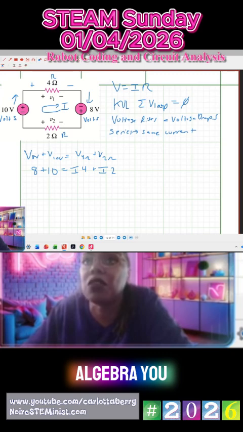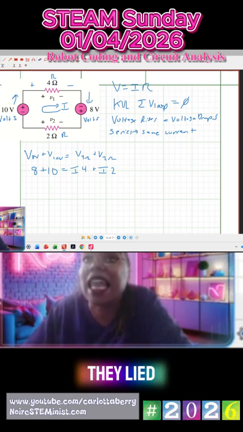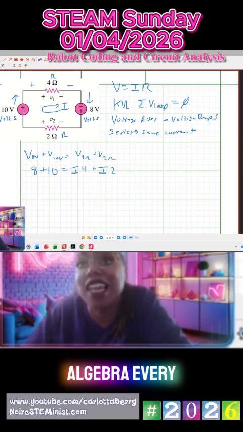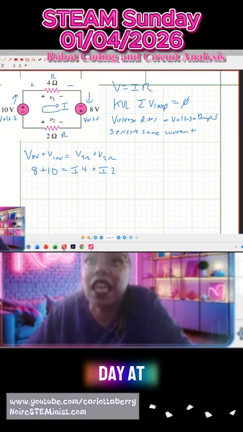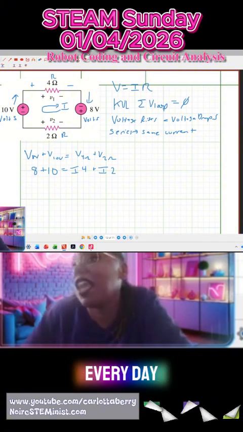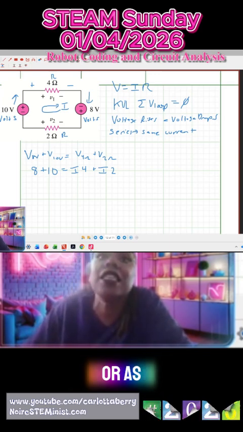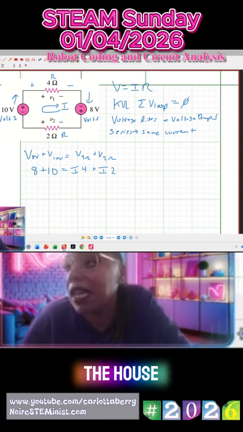Who told y'all that algebra you learned in middle school wasn't good for anything? They lied. I use algebra every day at work. I use calculus every day at work. I use differential equations every day at work. Algebra in the house, or as Tyler Perry likes to say, algebra in the house.